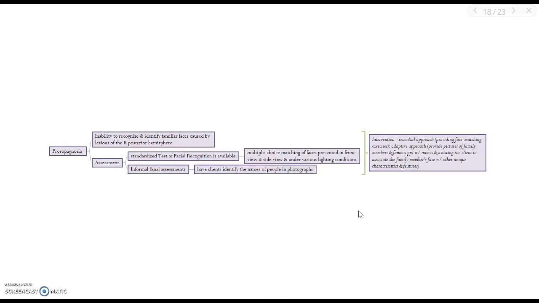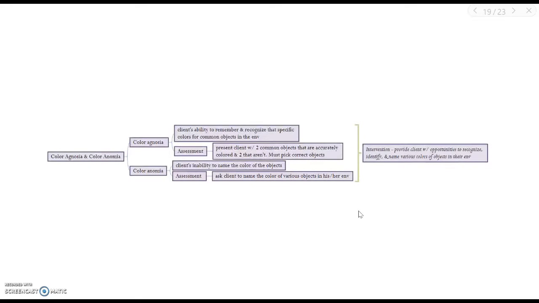Prosopagnosia is the inability to recognize and identify familiar faces. You can intervene by providing face matching exercises, or you could adapt by providing pictures of family members and famous people with names, and then assist the clients to associate the family member's face with other unique characteristics or features. You can also have a pocket photo album of familiar people, so that whenever someone new comes into the room, they can scroll through the album real quick, or maybe even on their phone, to put a name to the face if they're having trouble.